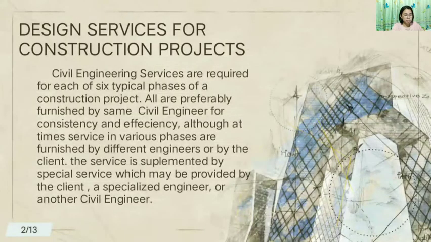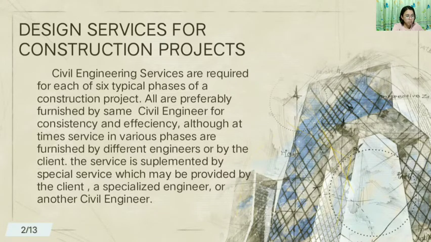Let's start. Design Services for Construction Projects. Civil engineering services are required for each of 6 typical phases of a construction project. All are preferably furnished with the same civil engineer for consistency and efficiency. Although at times, services in various phases are furnished by different engineers or by the client.